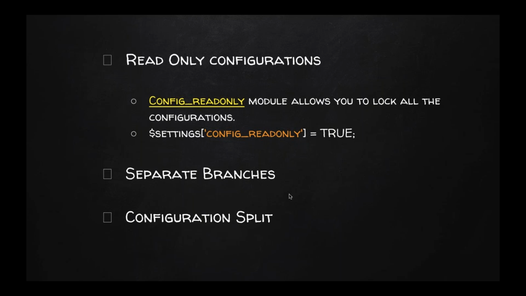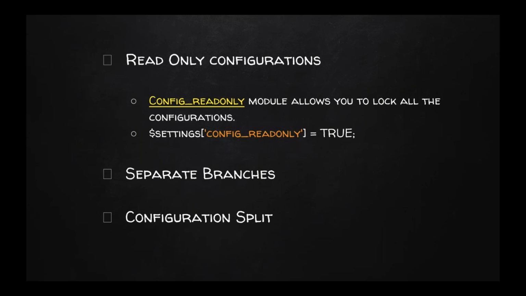Another way is to use the configuration split module. With the help of this module, you can create different splits where you specify that these configurations are changeable by either the client or developers, so we can change them on the fly. When you use this module, it will ignore these configurations, so whatever is on your production server stays there. So these are the three ways to manage your configuration on the production server.